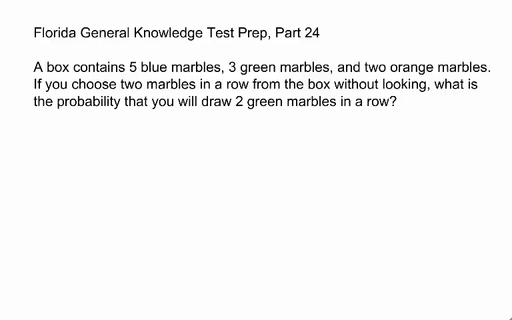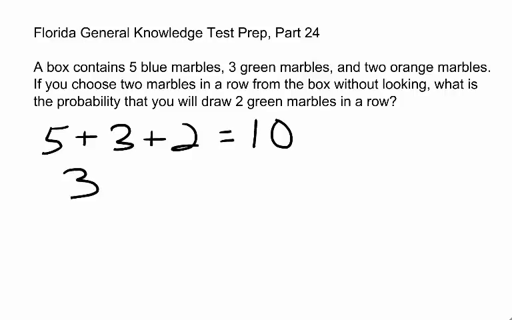The first thing we want to consider is the total number of marbles in the box. We have 5 blue plus 3 green plus 2 orange. So that means we have 10 marbles altogether. Now when we draw the first marble from the box, there are 10 in the box and there are 3 green marbles. So our first draw, we have 3 out of 10.